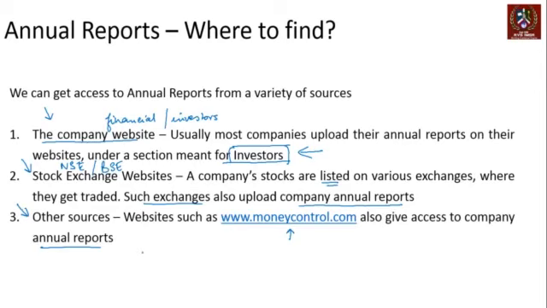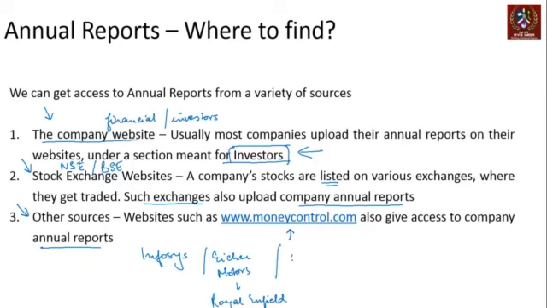So I'll just pick up 2 or 3 companies. I'll pick up Infosys. I'll pick up a company like Eicher Motors. What does Eicher Motors do? They make the Royal Enfield motorcycles in India. We're going to use this company extensively for our understanding.